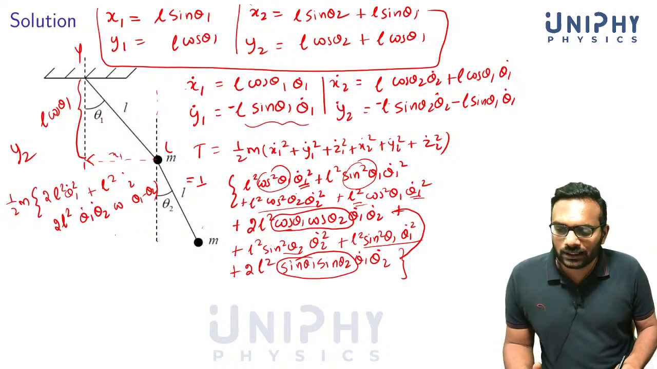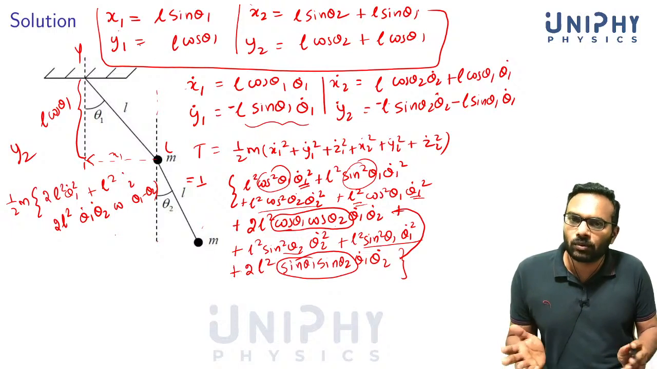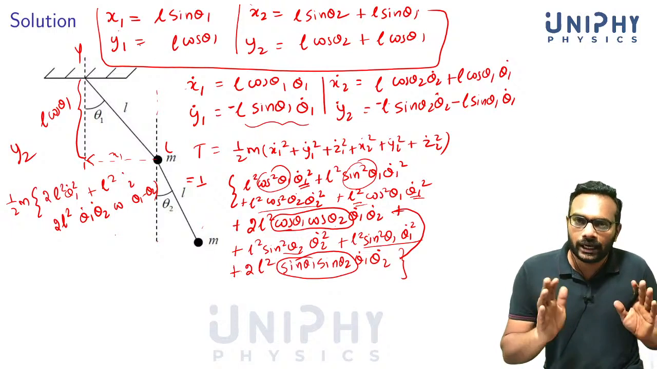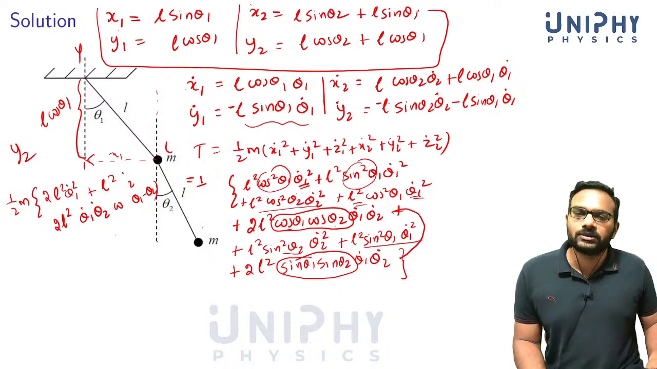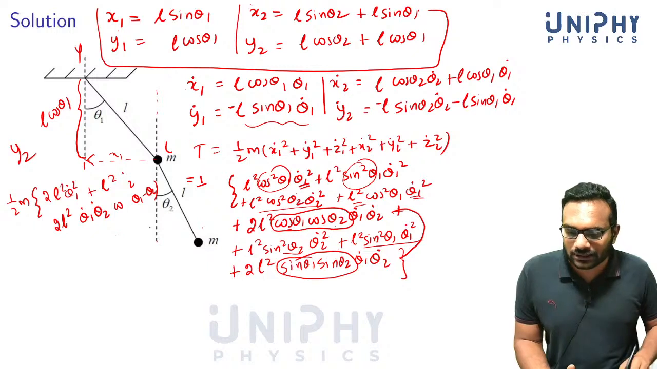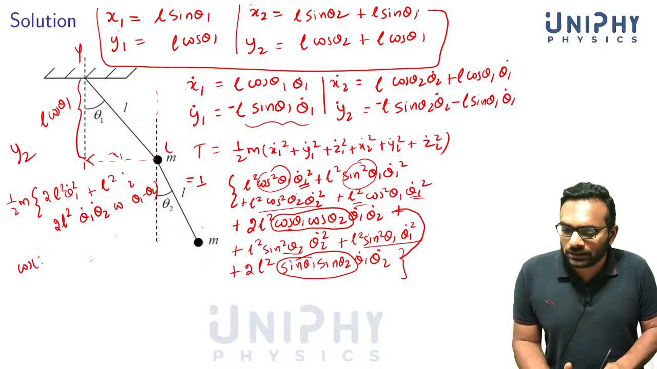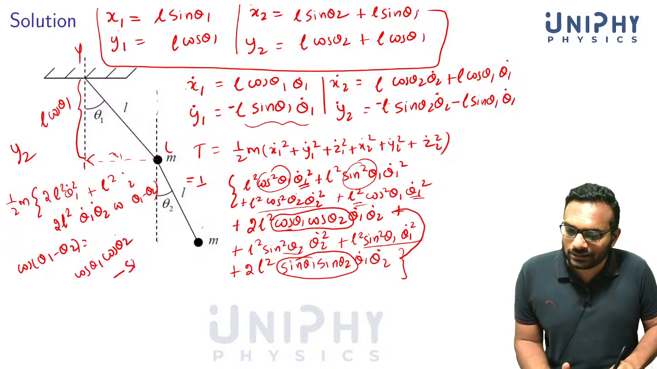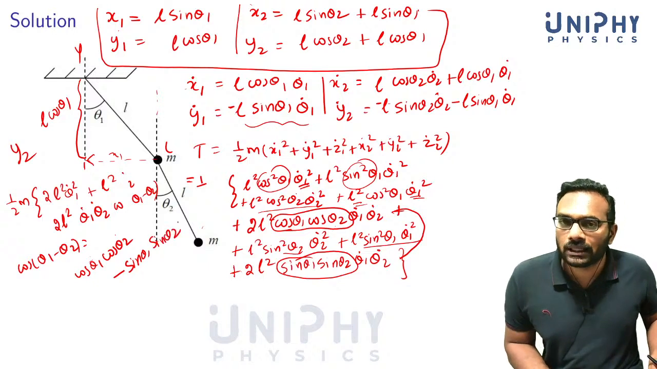So what we did is that we found x1, y1 in terms of theta 1 and theta 2, x2 and y2 also we found in terms of theta 1 and theta 2. Then it's just a matter of squaring and adding, and we use this trigonometric identity: cos(theta 1 minus theta 2) is equal to cos theta 1 cos theta 2 plus sin theta 1 sin theta 2. Okay, that's what we have done here.